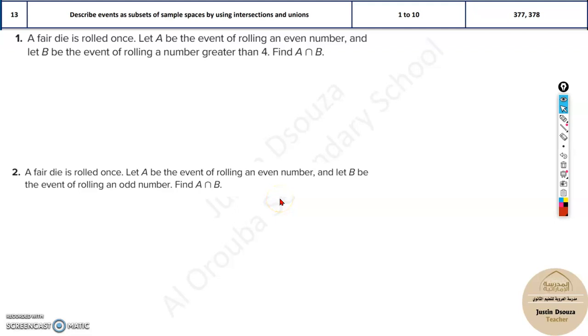In this topic, we will derive the subsets of sample spaces using intersection and union. Before we begin, let's look into these two symbols. Whenever it's like an A without the line, this is called intersection. That means what is there in both the sides.